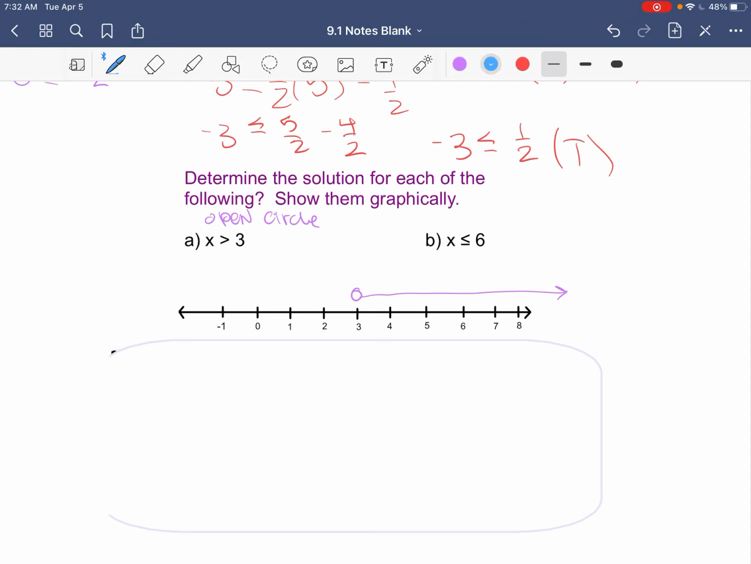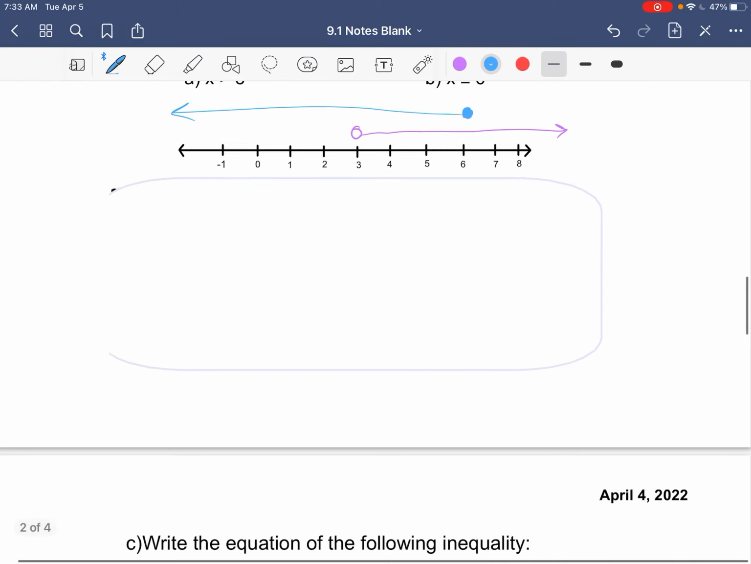We've got x is less than or equal to 6. An equal to is a solid dot. So at 6, there's our solid dot, and we want all the ones that are less than that. There's our solution.